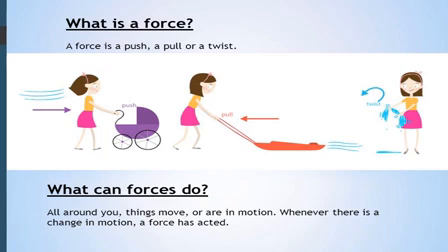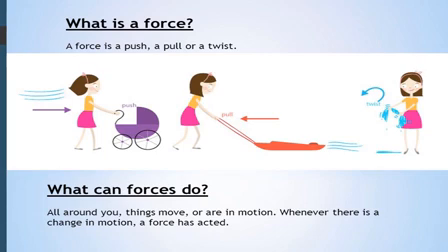So now today we are going to discuss some more effects of the forces in different aspects. We said that force is a push or a pull or a twist. And what can force do? All around you things move or are in motion. Whenever there is a change in motion, a force has acted. So force is an agent that can cause a motion in an object which is at rest, or force is an agent which can stop an object which is already moving.